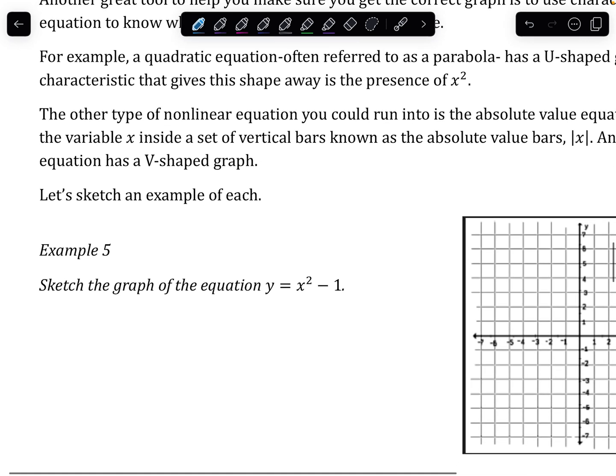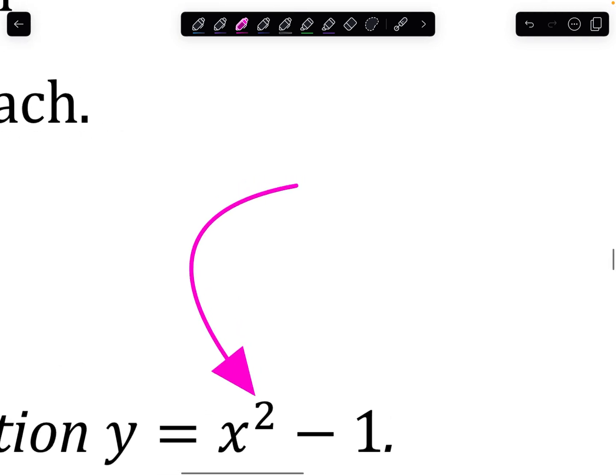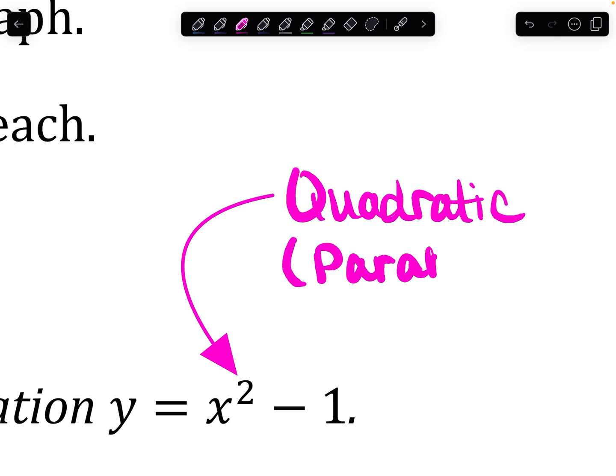All right, example 5. Sketch the graph of the equation y equals x squared minus 1. So we've kind of changed gears here a little bit. One of these equations, the second type of equation you're going to see, this one, notice the word linear is also missing from the directions. So this function is not going to be a straight line like the last two we've looked at. The formal name we will get to down the road is going to be a quadratic. What we want to call it right now is a parabola.